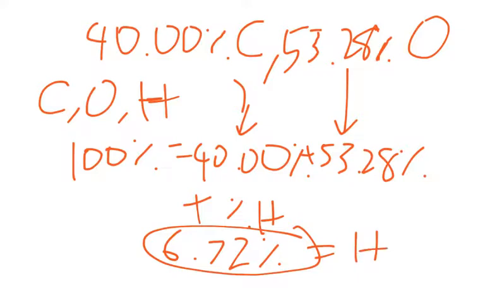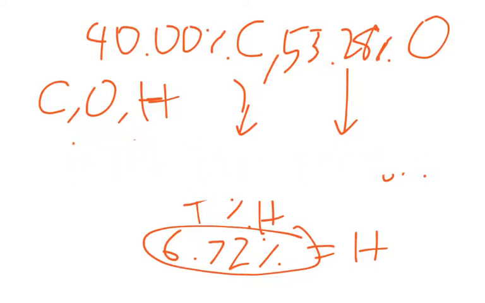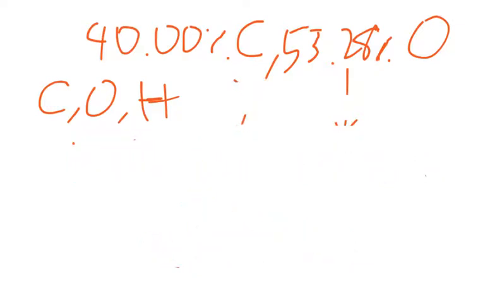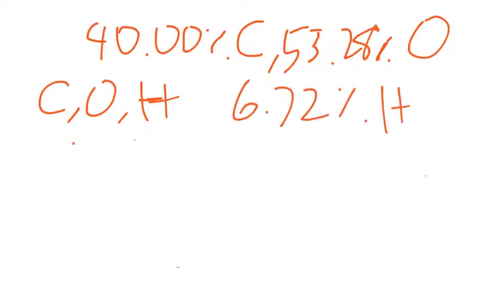So now that we know that the mass percentage of hydrogen is 6.72, let's erase all of this and write that down, actually. So 6.72 will be the mass percentage in the compound. So H is 6.72%. So now that we have the three mass percentages, let me show you a trick in order to get the empirical formula. If we assume that this compound is 100 grams, then we can find the masses of the carbon, the oxygen, and the hydrogen.